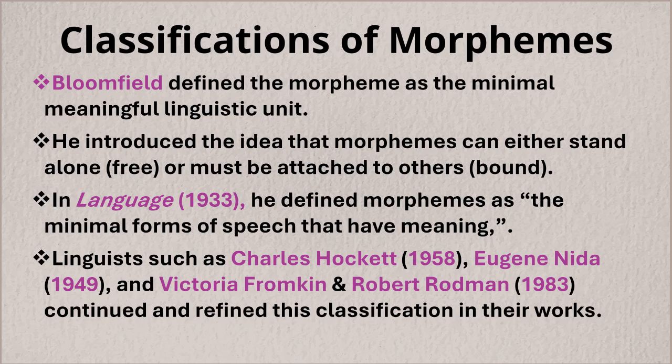Later linguists such as Charles Hockett, 1958, Eugene Nida, 1949, and Victoria Fromkin and Robert Rodman, 1983, continued and refined this classification in their works. These distinctions are now a standard component of morphological analysis in virtually all linguistic frameworks: structuralist, generative, and modern descriptive linguistics alike.